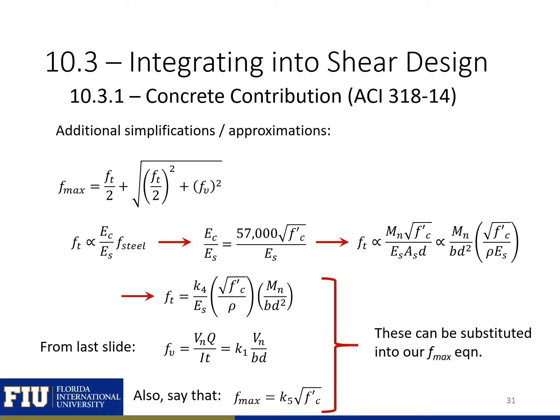If we plug in some of these values into our ft expression, then we'll get our ft is proportional to Mn over bd squared times the square root of f'c over rho, the reinforcement ratio, times Es. And we can simplify that further. We can, again, remember our fv, our shear stress from the last slide, and then also say that our f max is limited to some K times our square root of f'c. So this would be the tensile strength of our concrete itself.